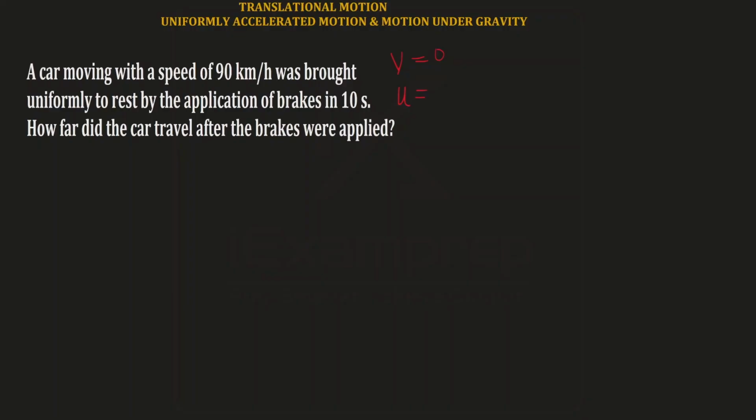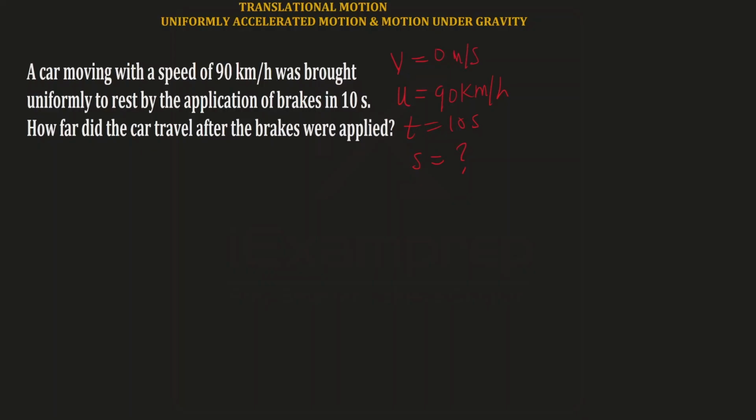So the car was traveling at 90 kilometers per hour. That would be the initial velocity. It was brought to rest by the application of brake in 10 seconds. So time is 10 seconds. What we are looking for is how far. So how far is distance? So distance is the unknown. Now 90 kilometers per hour does not rhyme with the other parameters because the final velocity is 0 meters per second. So we have to convert this to meters per second.